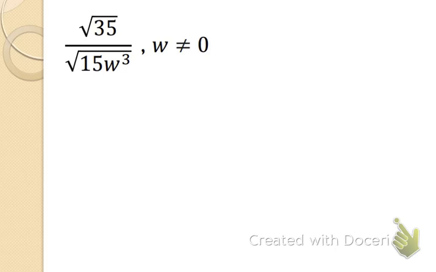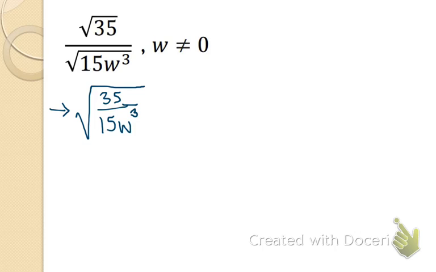Once again, ratio, fraction. In this problem here, we have the quotient property of square roots already applied. The only thing is, since we have a variable in our denominator, we need to state that that variable cannot be equal to 0. If it's equal to 0, 15 times 0 is 0, and we just cannot have a denominator of 0. So what I'm going to do, like the previous problem, is start off by writing 35 and 15 inside the same radical, because they are the same radical.